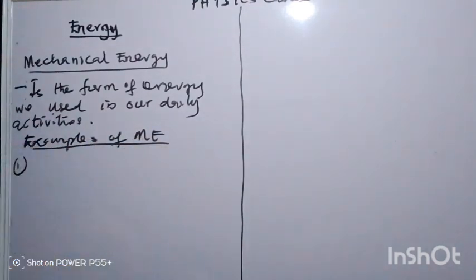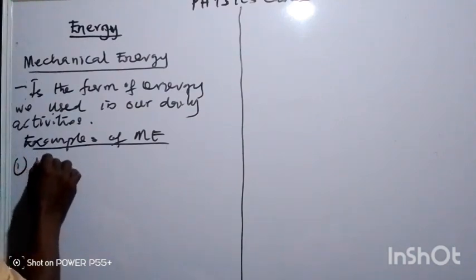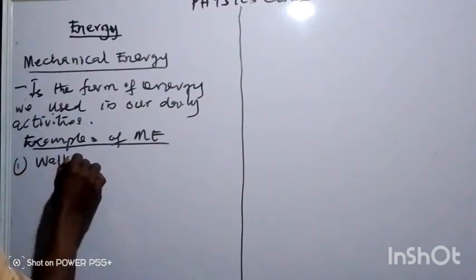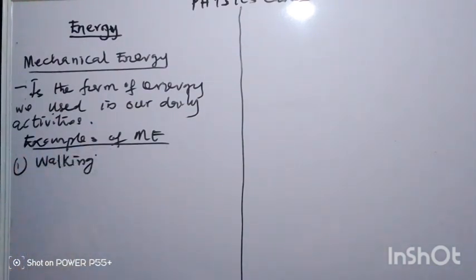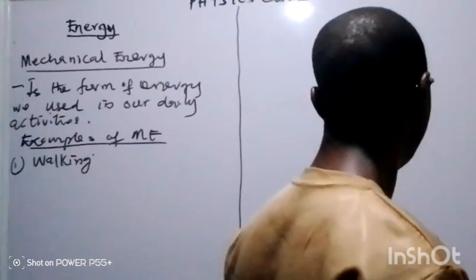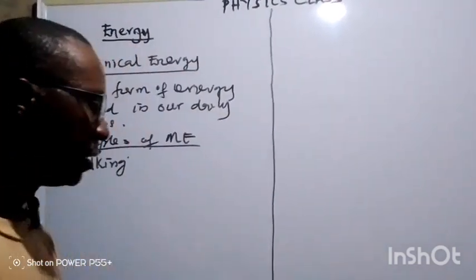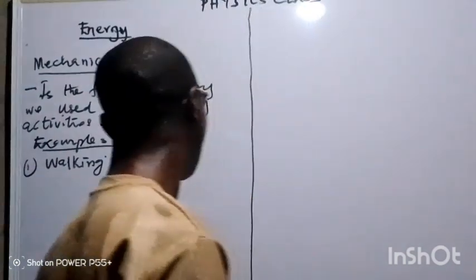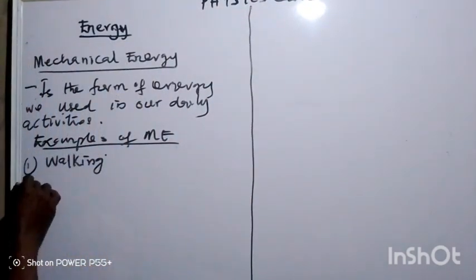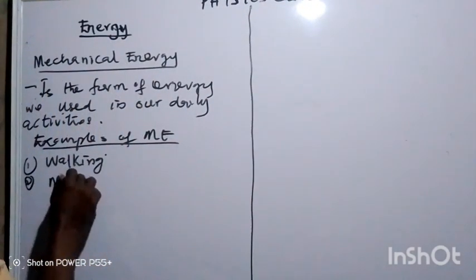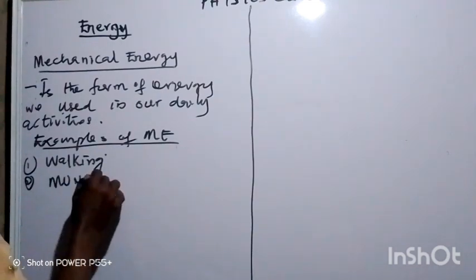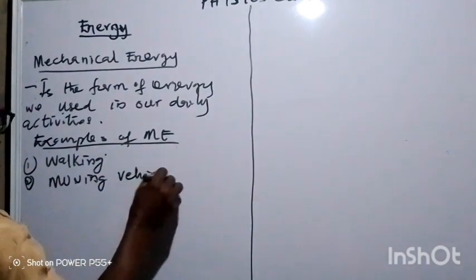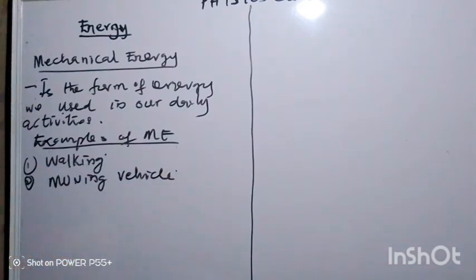1. Walking. That is, when you walk from one point to another like this, you are making use of mechanical energy. You move from one point to another, you are making use of mechanical energy. 2. Moving vehicle. That is, when a vehicle is in motion, it is making use of mechanical energy.